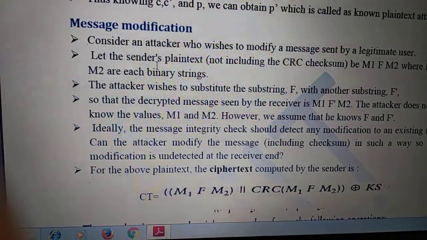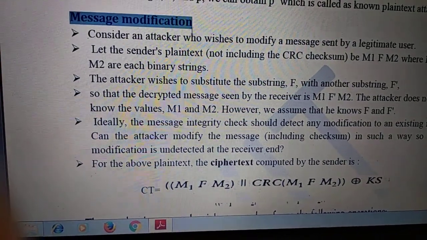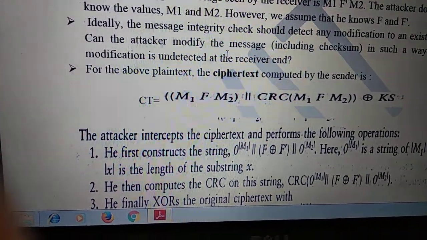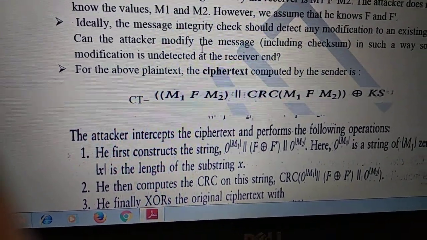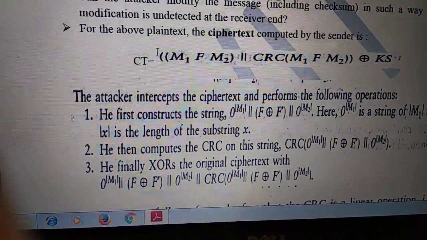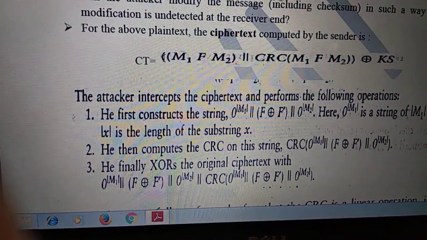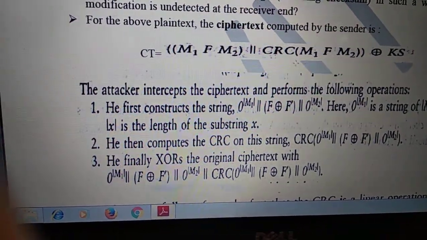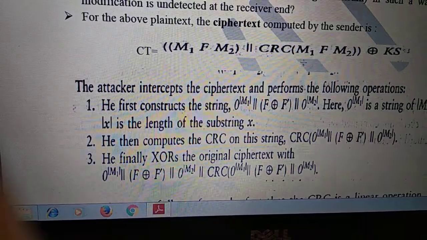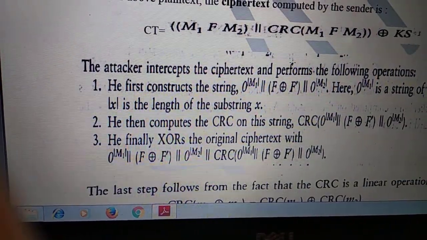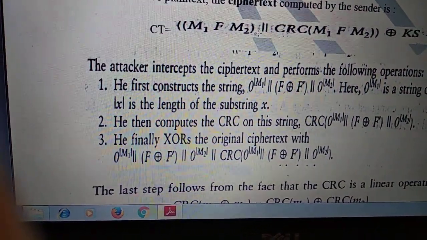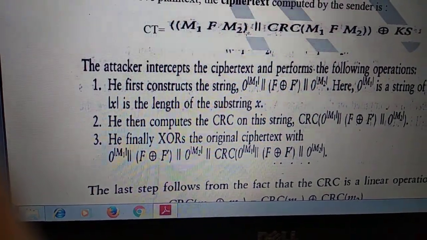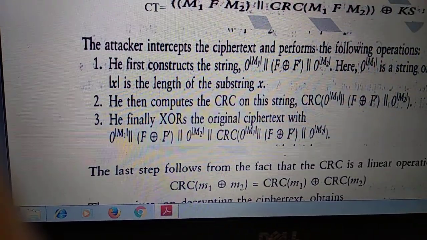Similarly, one more thing is possible, called message modification. Any attacker in between can modify the message without the receiver being aware. That is the very simple example I gave in the class. If a sender is sending the message I love you, the same message may not be received at the receiver. What he may receive is I hate you, right? So the receiver won't be aware of what the original message was.